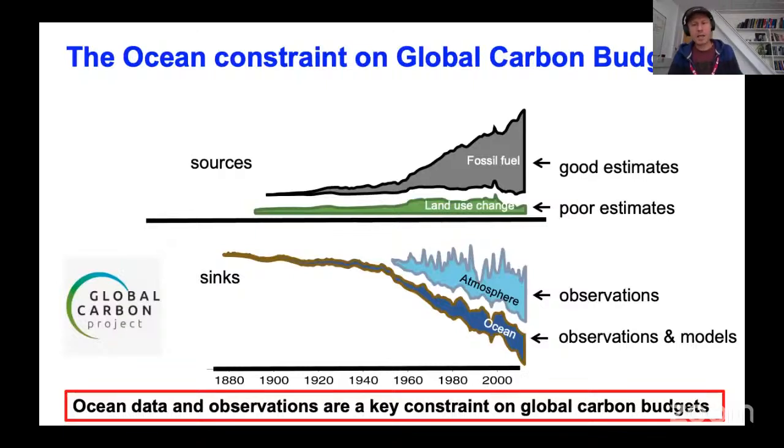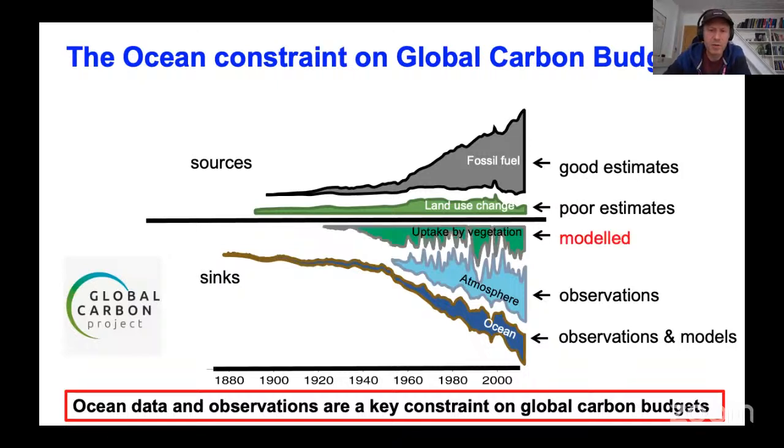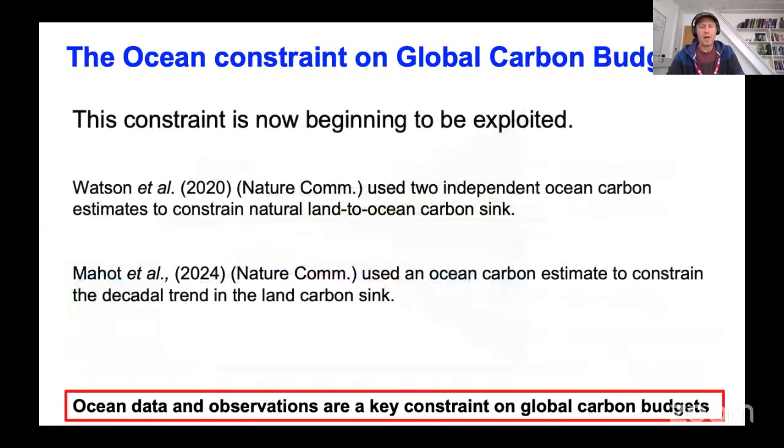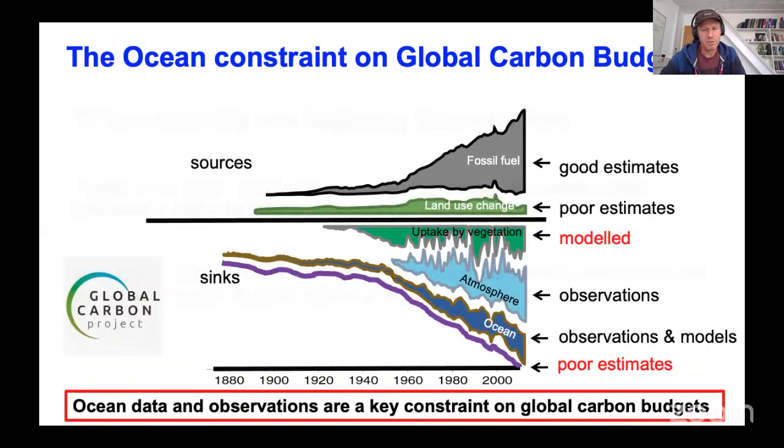And then we take observations of the amount of carbon that's going into the ocean, and there's a combined observation and model approach for that. And that collectively allows us to model the vegetation component. And the reason the vegetation component is only modeled is because it can't be easily observed directly because it's so heterogeneous across the land. And then along with that, we also have the relatively poor estimates of the land to ocean carbon flow.